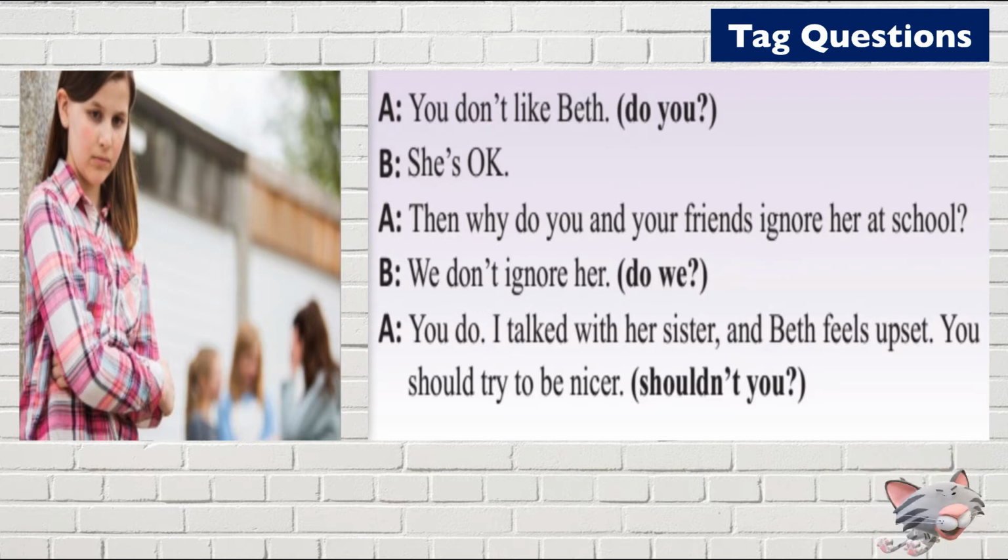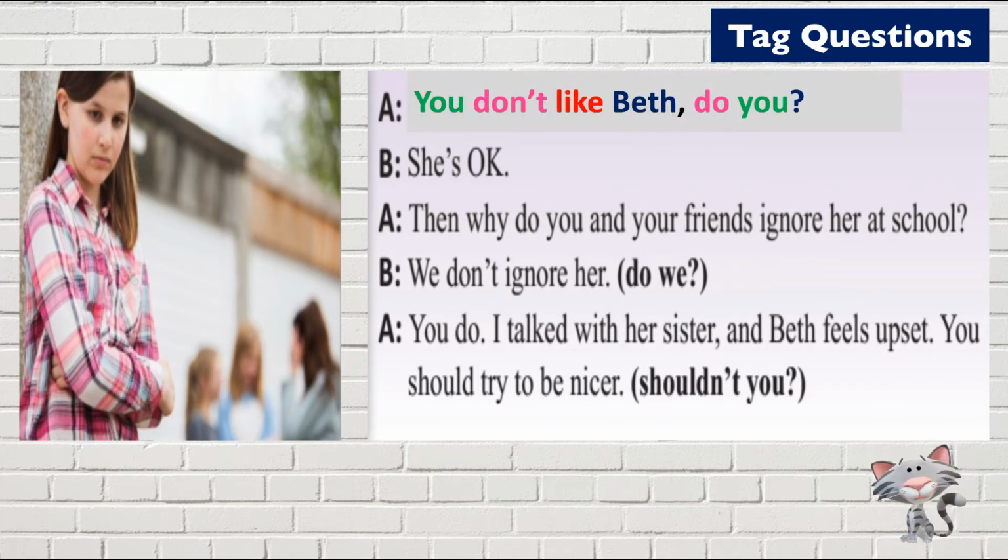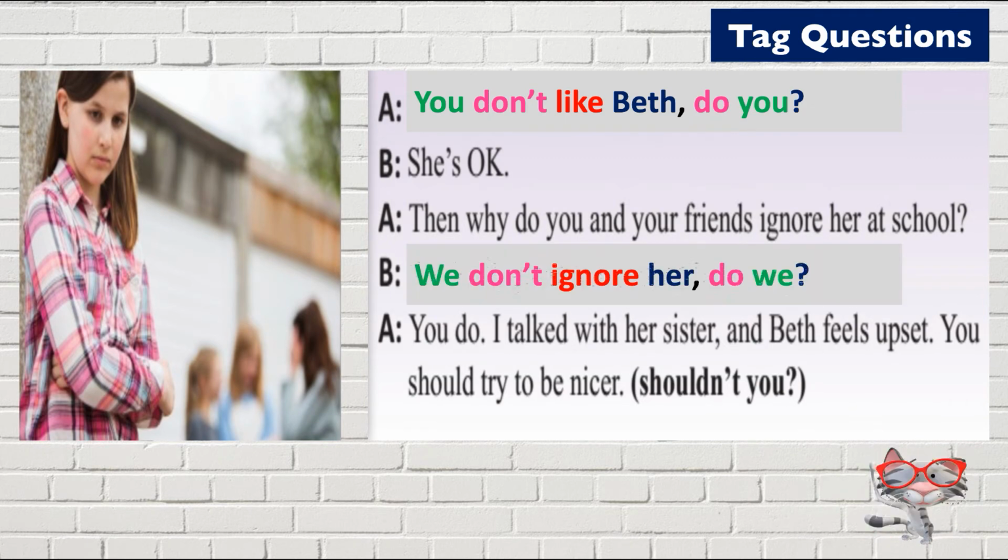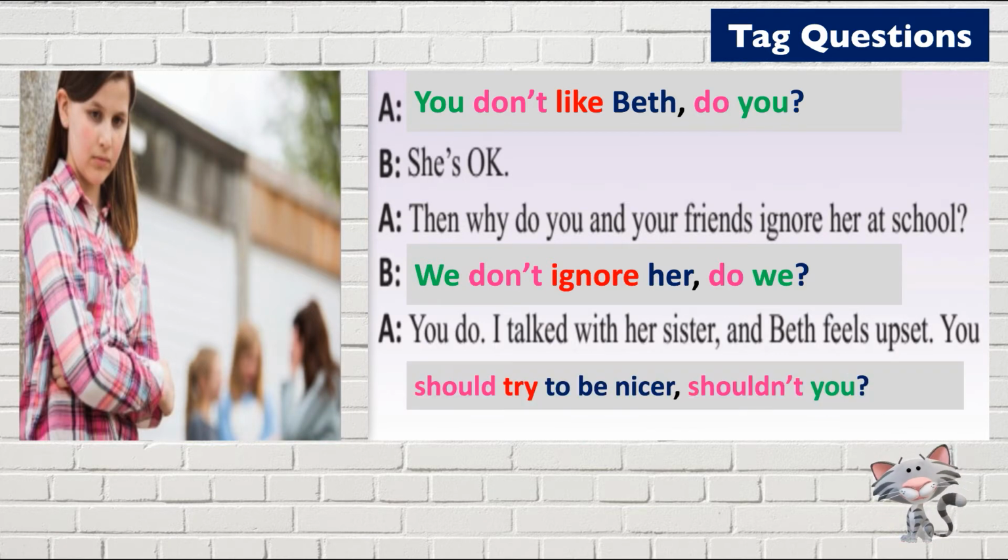And so it should really have a part B that says, yes, I should, or something. Okay. So practice that with your partner. Just practice reading it and see if you want to add more different tag questions. Like here, they are just put in for you: you don't like Beth, do you? We don't ignore her, do we? So that's all it's asking you to do in this part. Just add some tag questions.